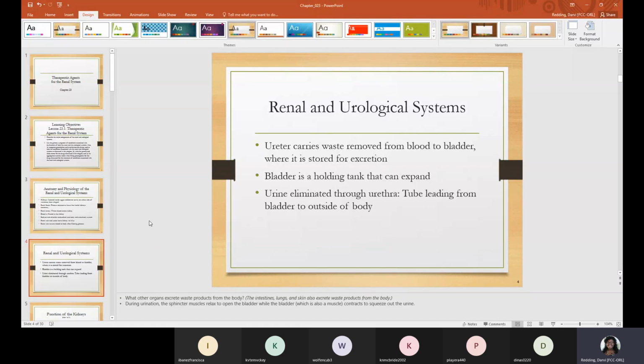Now, the urine is eliminated through the urethra, which is a tube that leads from the bladder to the outside of the body. And so there may be a question of what are some other organs that can excrete waste through the body.